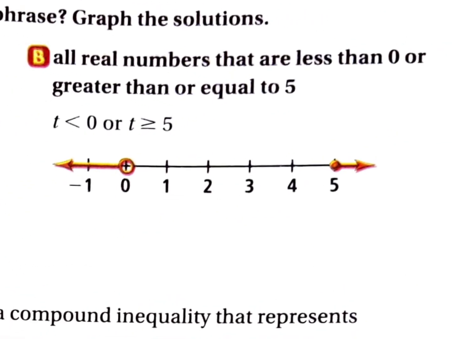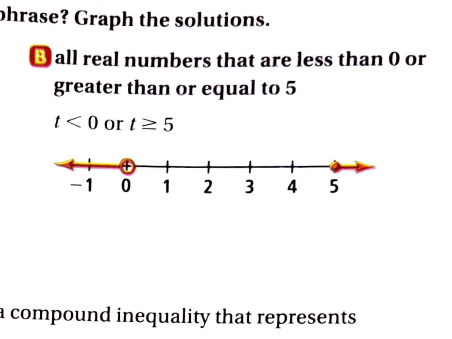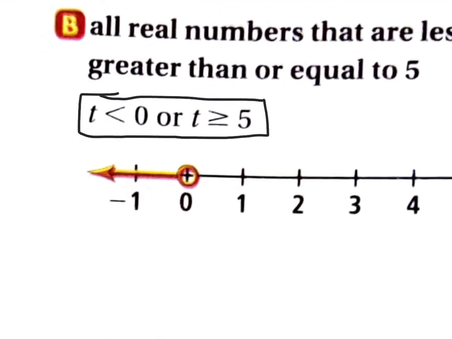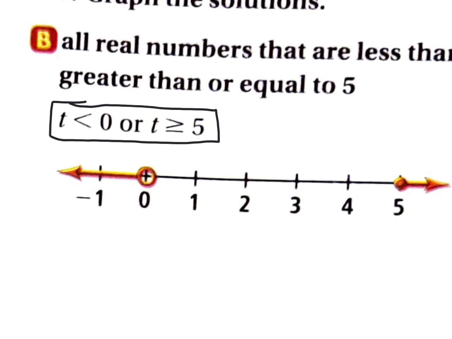Part B, all real numbers less than 0 or greater than or equal to 5. So less than 0 or greater than or equal to 5. We can write it like that. And that's basically got two separate inequalities with the word or in between. So if t is less than 0, that is going to be an open circle at 0 going to the left. And then greater than or equal to 5 is going to be a closed circle at 5 going to the right.